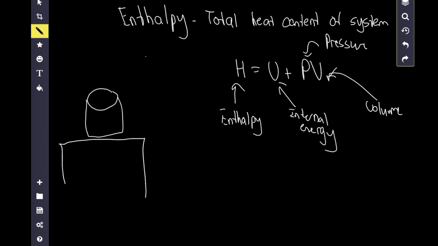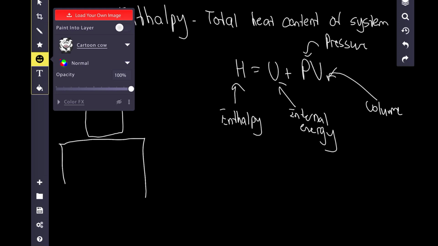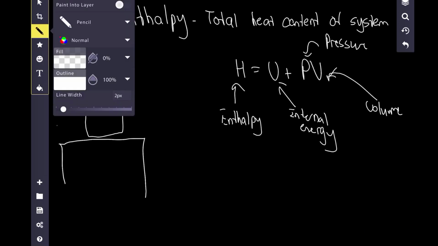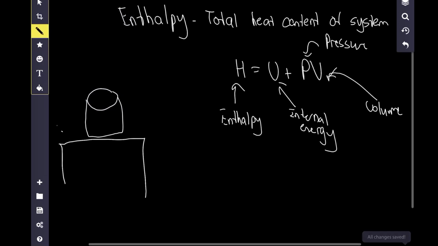Now, another concept we're going to talk about is enthalpy. Enthalpy is the total heat content of your system. You can express it as H, the enthalpy of the system, equals the internal energy of the system plus the pressure of the surroundings multiplied by the volume of your system. And enthalpy is really useful for studying the change in your total heat content.